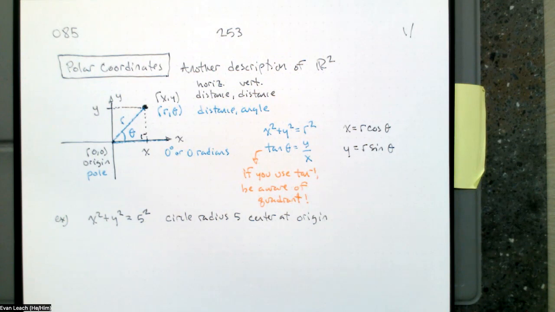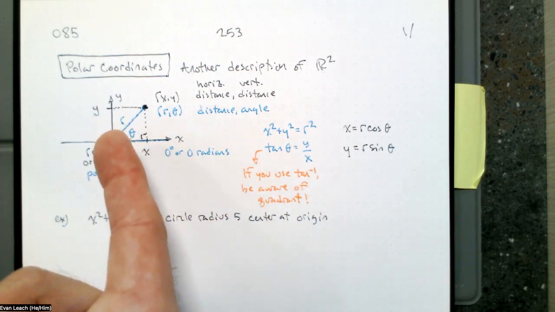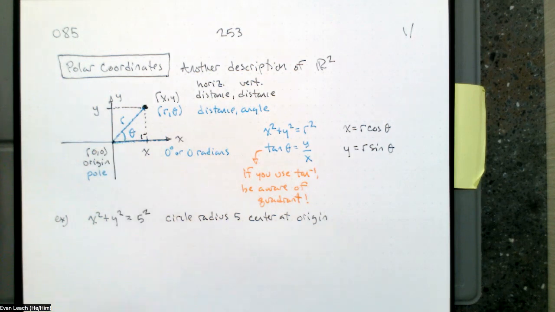Here is the description we have for a circle of radius 5 centered at the origin in rectangular coordinates. We had to go up to quadratic: x squared plus y squared equals 5 squared. In polar coordinates, here's the description. The radius is 5. So the description in polar coordinates is just the radius is 5.